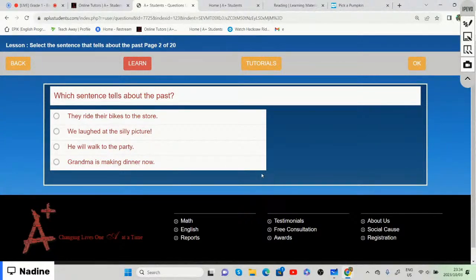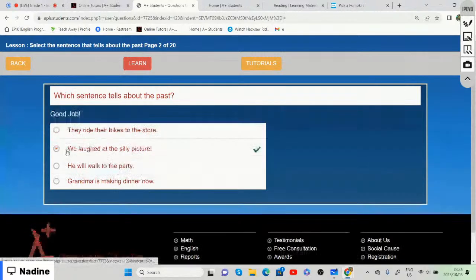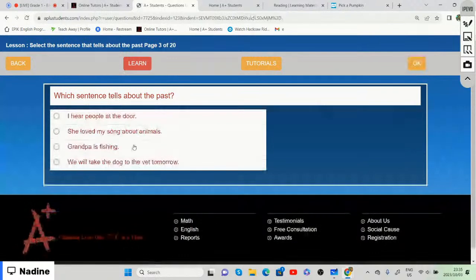All right, so if we choose the sentence that tells us about the past, then we will say we laughed at the silly picture. Laughed, and it ends in ed. Our verb, laughed, at the silly picture.